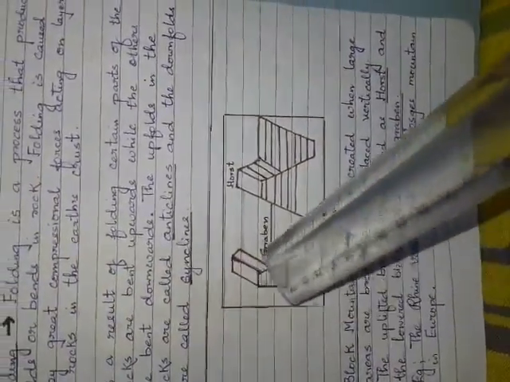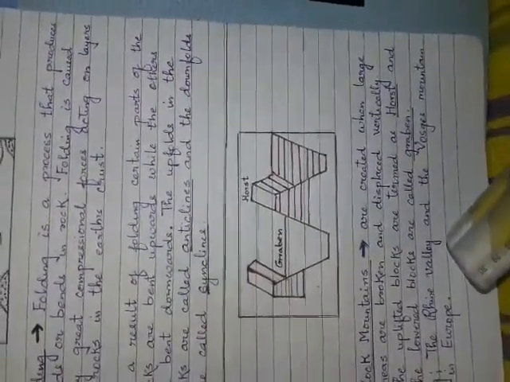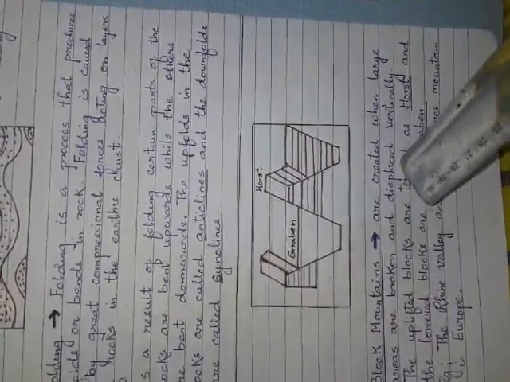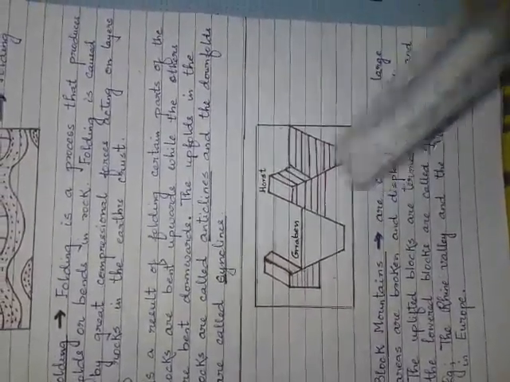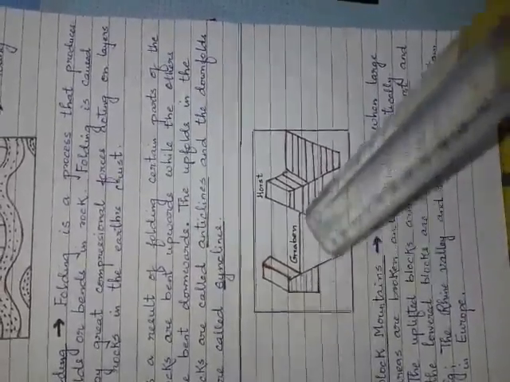Now come here, these are block mountains. You can see the diagram of the block mountains. What are block mountains? The mountains which are created when large areas are broken and displaced vertically, up and down movement, more than the side by side movement. There is the vertical movement, no horizontal movement.